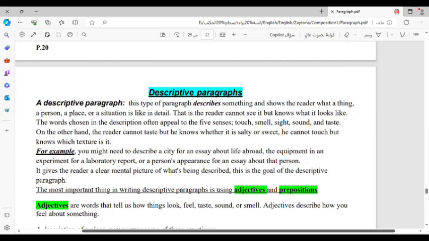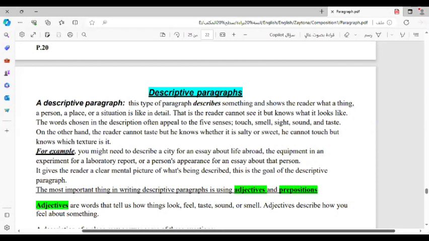Today we will discuss the descriptive paragraph. The function of this type is to describe something or somebody, or maybe some place, or some situation, okay? So this type of paragraph describes, and descriptive is al-wasfi. It shows the reader what a thing, a person, a place, or a situation is like in detail. So maybe you will describe your favorite person, your role model, for example.